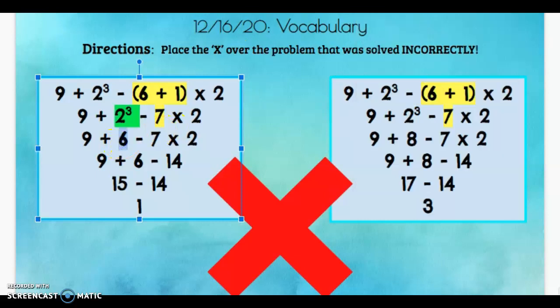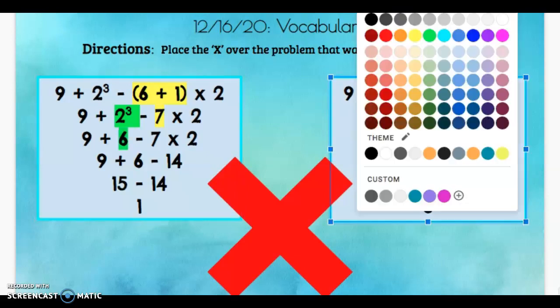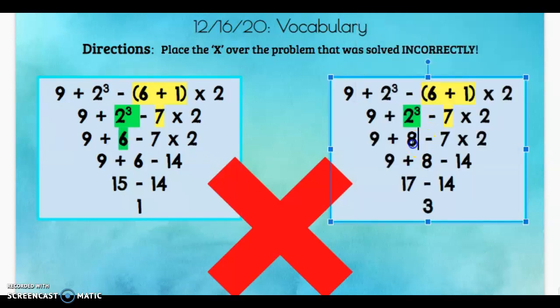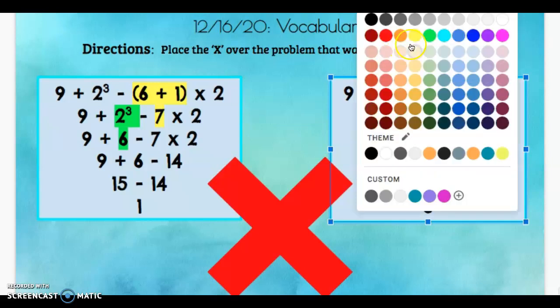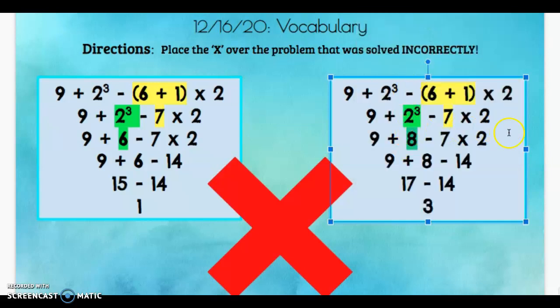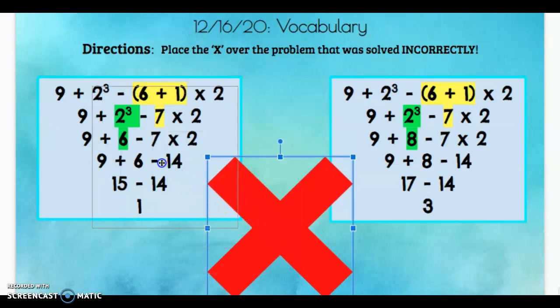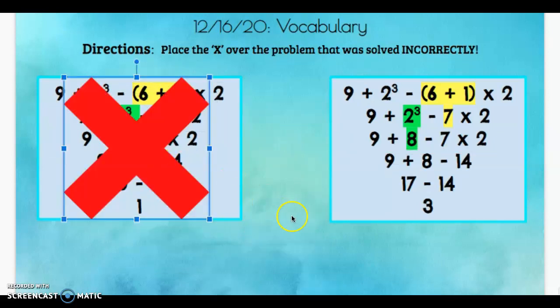Uh-oh. We got 6 over here. Let's see if we got 8 over here. 2 cubed. Ding, ding, ding. We have a winner. 2 cubed is 8. Please don't ever multiply the base and the exponent together. It's not correct. They did 2 times 3, which gave them 6, and that is wrong. So you have to place the X over the problem that was completed incorrectly.